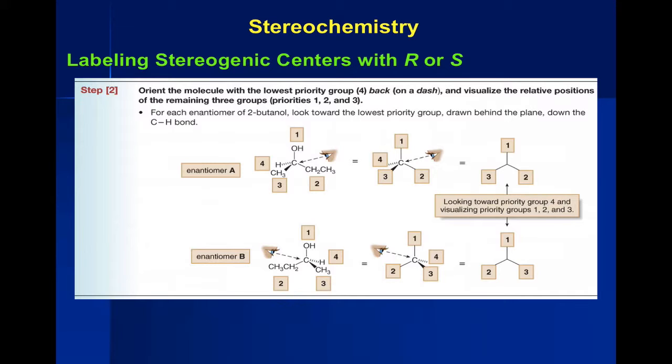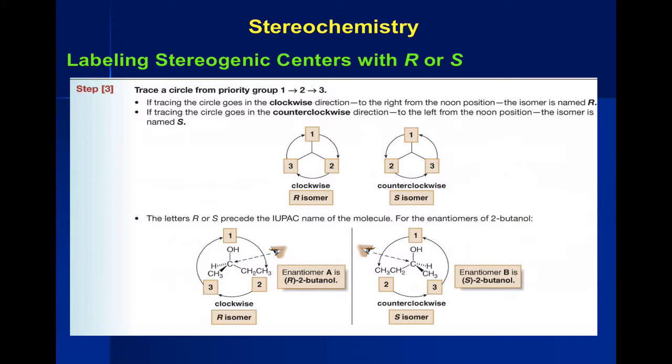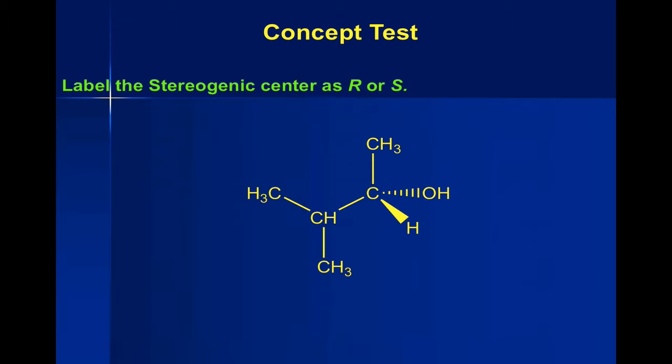So we can have R-2-butanol, and we can have S-2-butanol. Okay, so the R groups are going to the right, the S, they're going to the left. Okay? So clockwise, counterclockwise. Okay. I want you all to take your model kits and build that model.